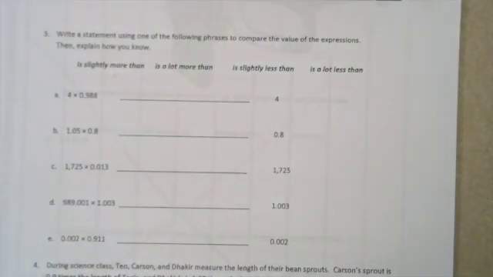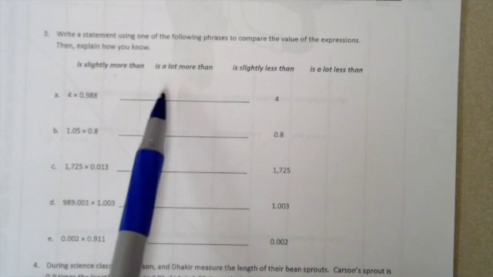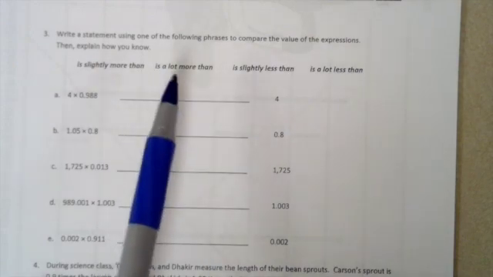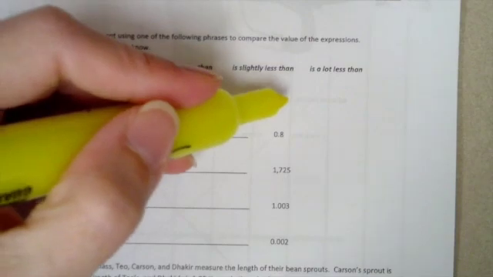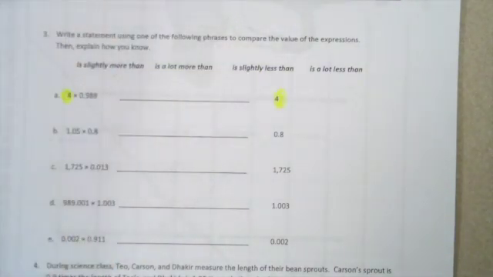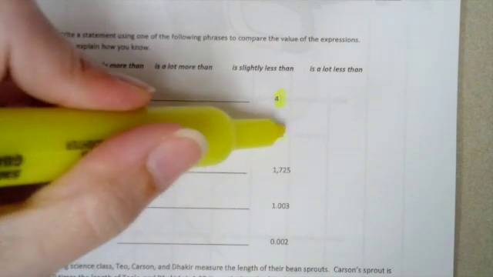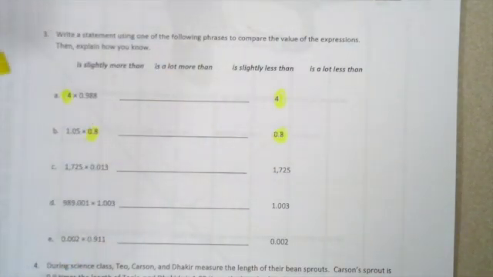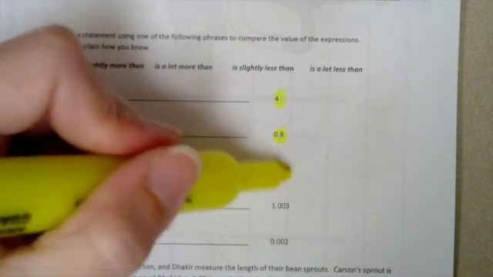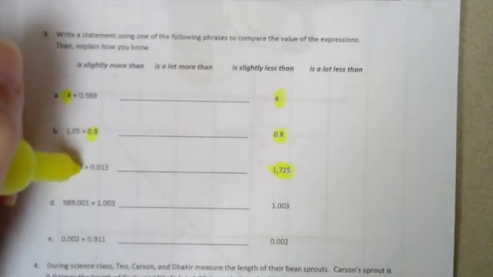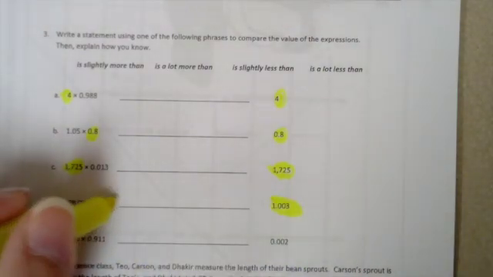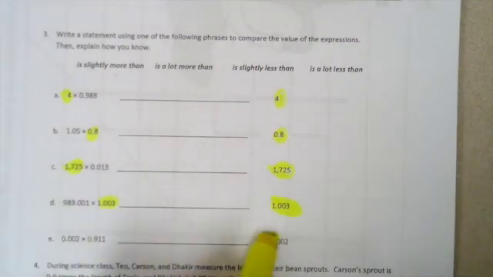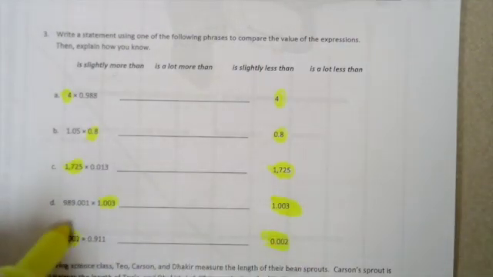You have to tell if it's going to be slightly more, a lot more, slightly less, or a lot less if your product is going to be more than what it says. So we're comparing. We want to know if it's going to be greater or less than 4. Here we want to know if it's going to be greater or less than 8/10. Here we want to know if it's going to be greater or less than 1,725. Here we want to know if it's going to be greater or less than 1 3/100.